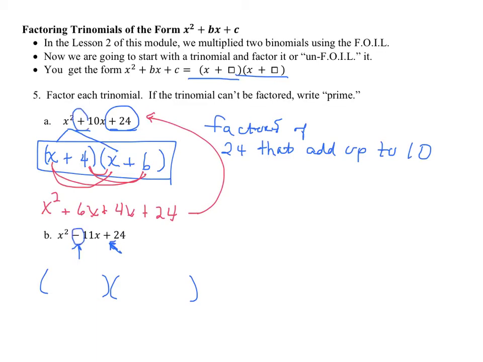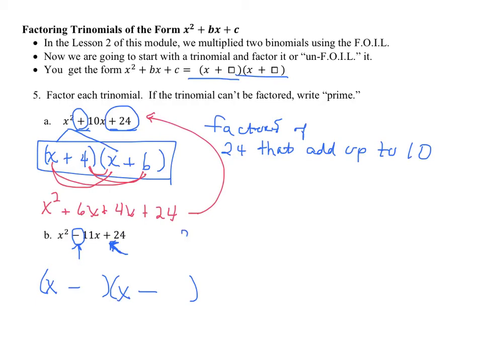This one will be negative. This one was positive. So if this second sign is positive, both of the signs in the binomial will be the same, and in this case they'll both be negative, this determining sign. So I'm going to write two negatives. X squared, I'm just going to put an x times an x will give me x squared.